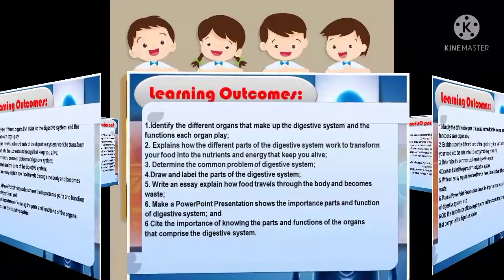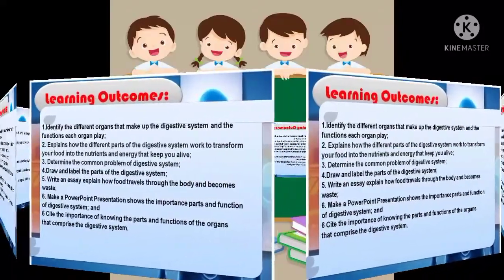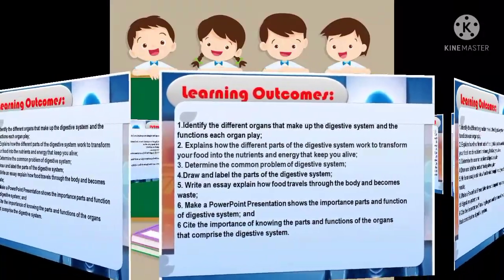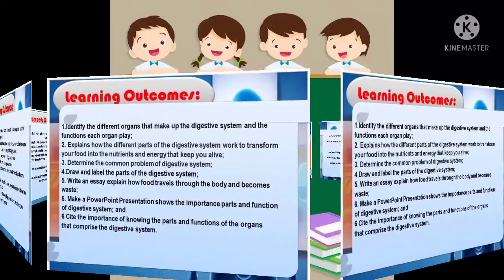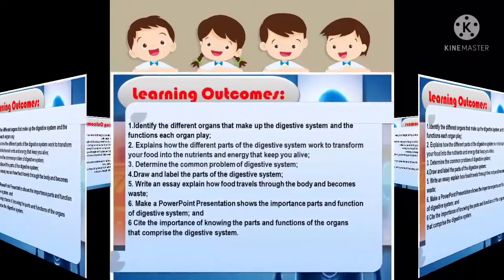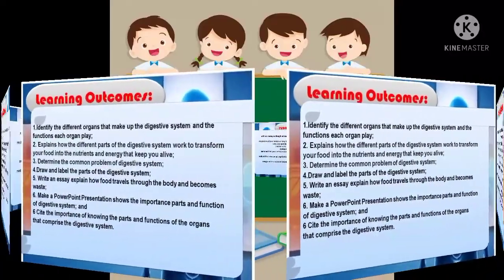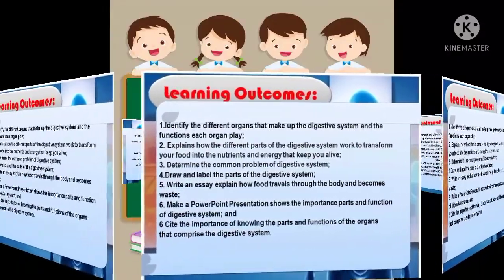At the end of the lesson, you must be able to, number 1, identify the different organs that make up the digestive system and the function each organ plays. Number 2, explain how the different parts of the digestive system work to transform your food into the nutrients and energy that keep you alive.